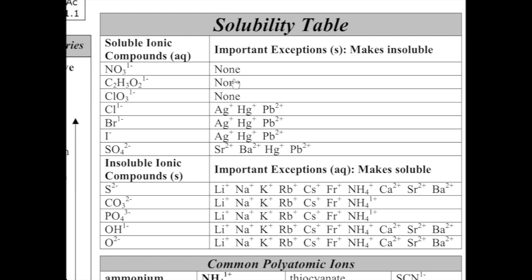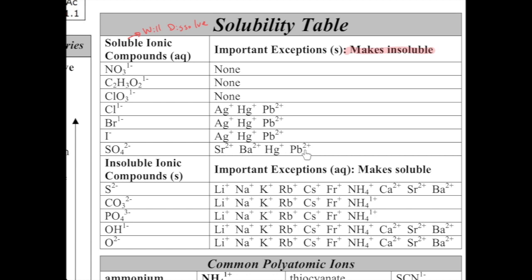Now on the right-hand column here, we have important exceptions, or in other words, it will be insoluble if it's combined with these cations. Now for the first three, we've got nitrate, acetate, and chlorate. There are no exceptions. All of them will dissolve. That's what soluble means, will dissolve. Now chloride, bromide, and iodide have these 3 exceptions. So if it's silver chloride, mercury chloride, or lead chloride, then it will not dissolve.